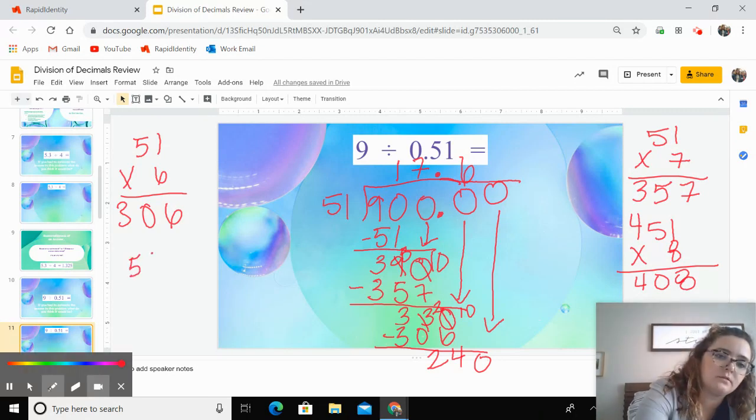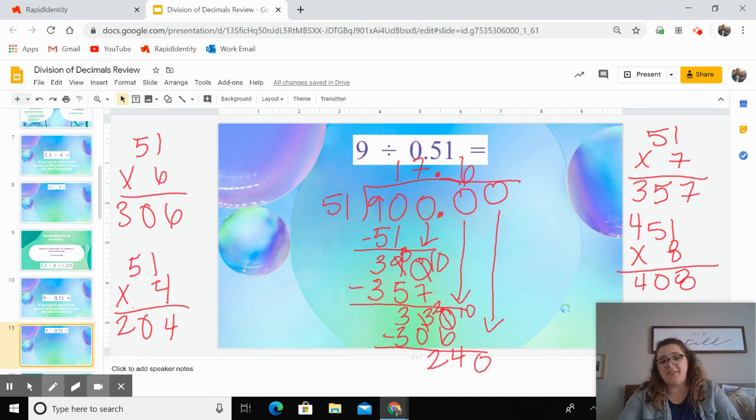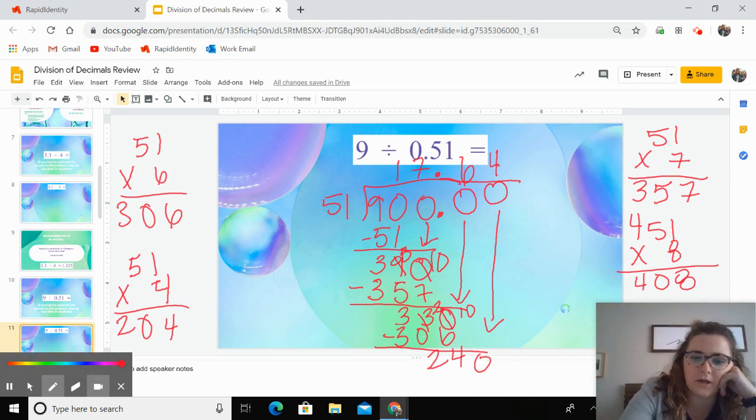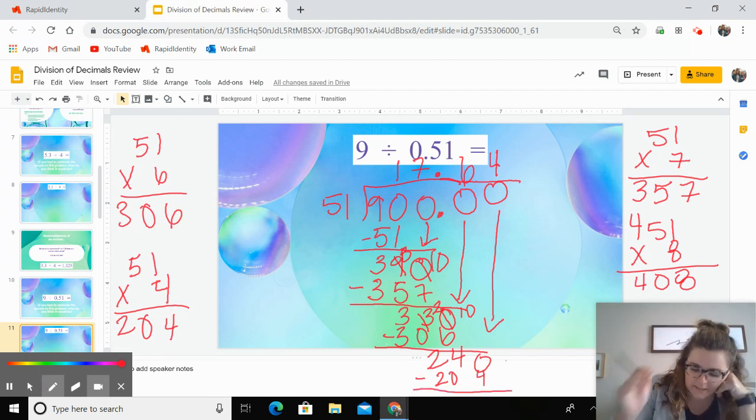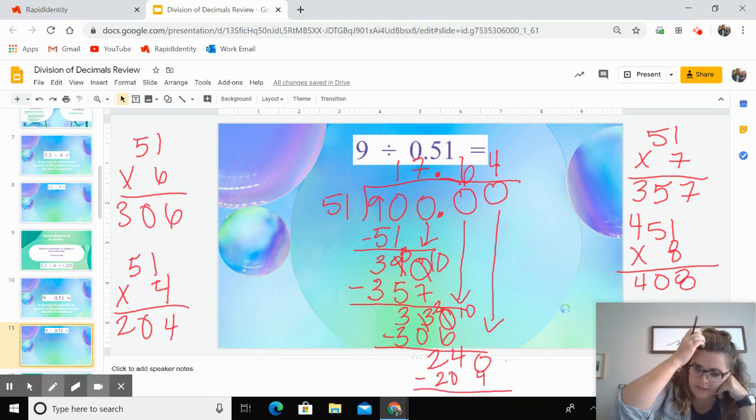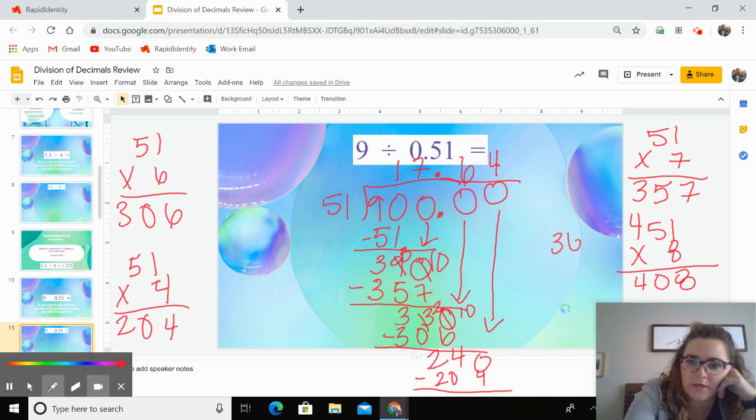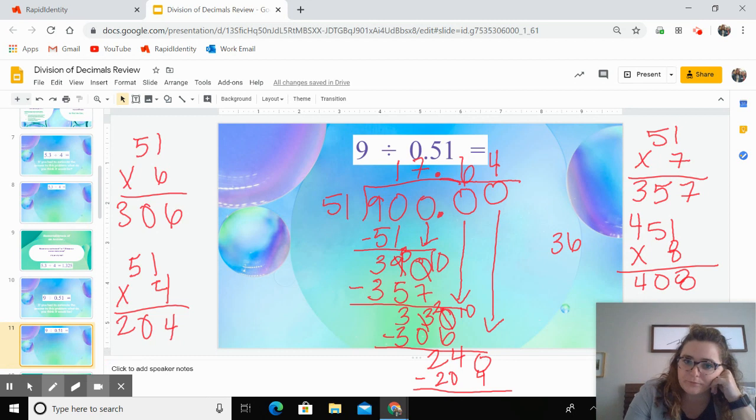Let's see if 4 works, and what 4 gets us. All right, I think 4 is where I need to be, because if I added 51 to 204, it would push me way above that 240. And so 4 times 51, and then 204. When I subtract that, I end up being left with 36, which I'm just going to write off to the side over here because I'm running out of room down below.